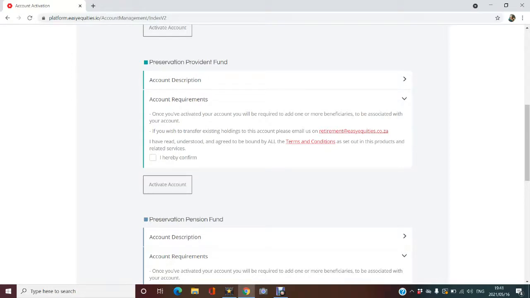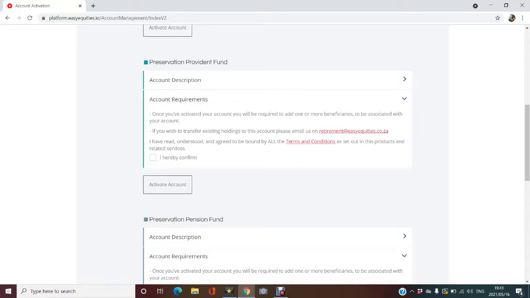From your employer's fund, you can go into your preservation fund, your preservation provident fund or preservation pension fund, and you will not be taxed, right? Because you're not withdrawing, you're preserving. So this works like a pension fund. It's got the rules of a pension fund, so you can't use it like a savings account. You won't be able to just withdraw at your own leisure. There are rules that are applicable to these types of funds.